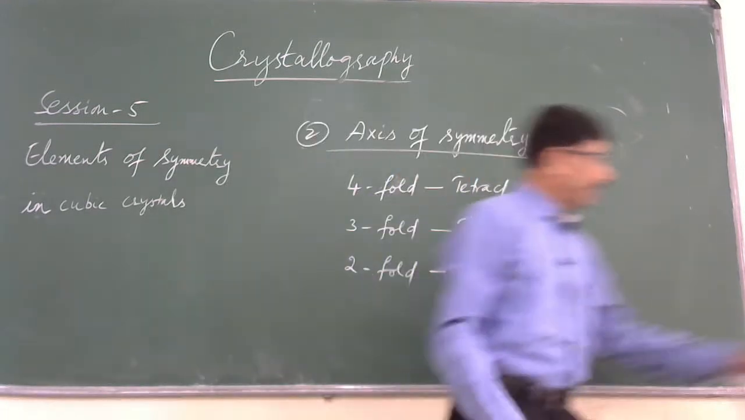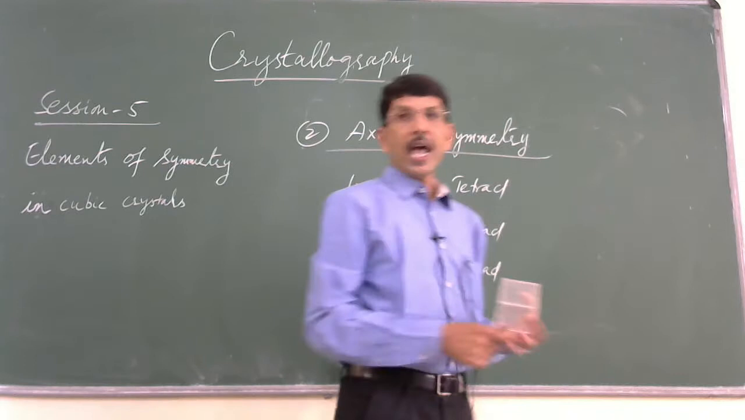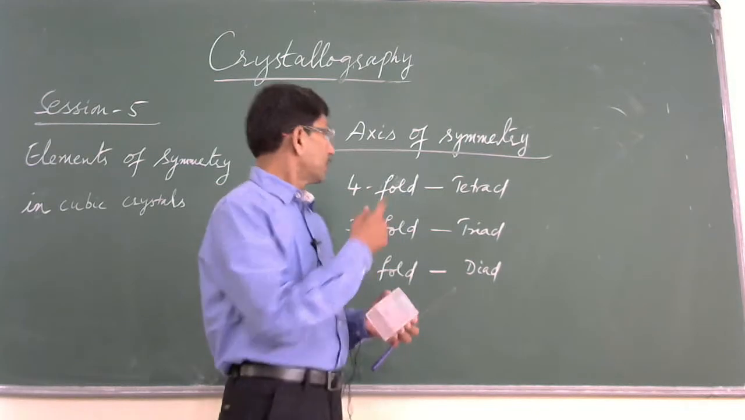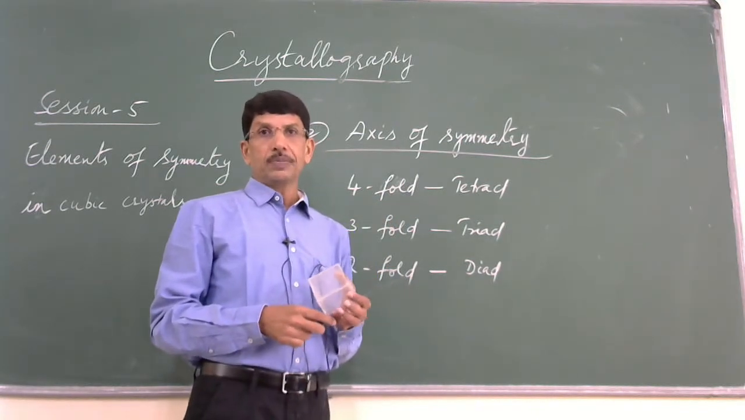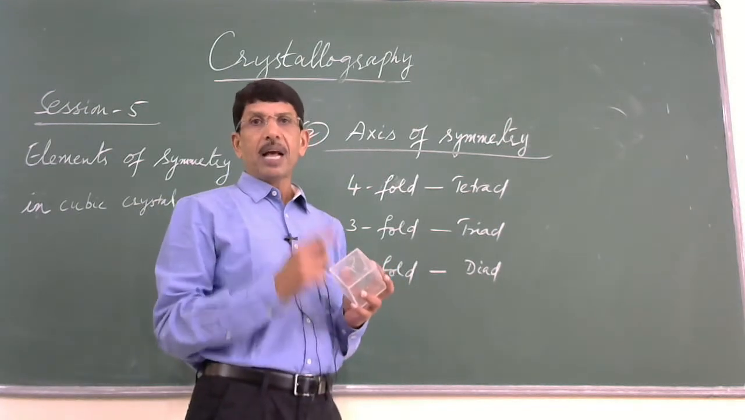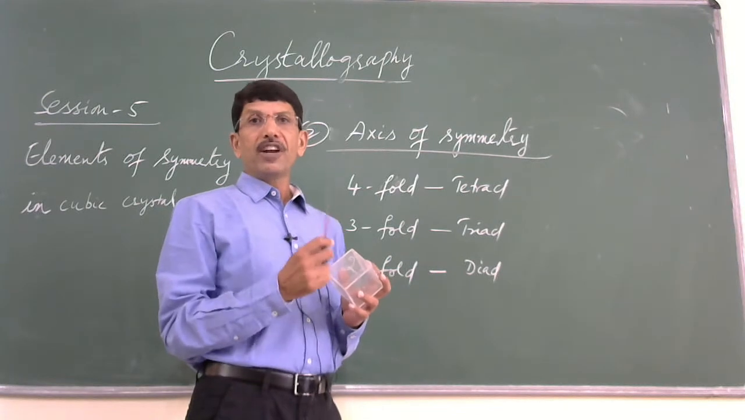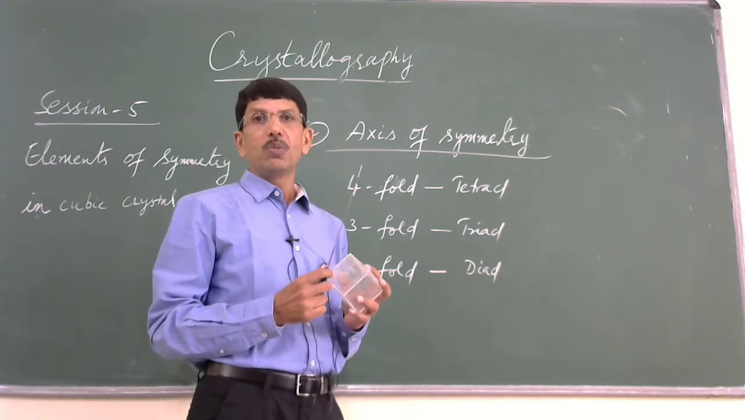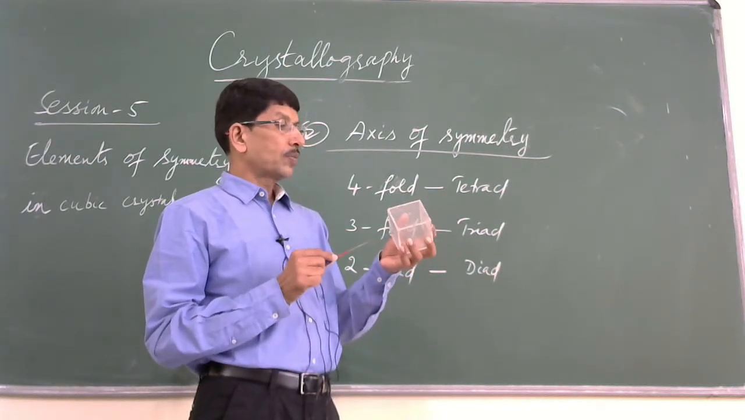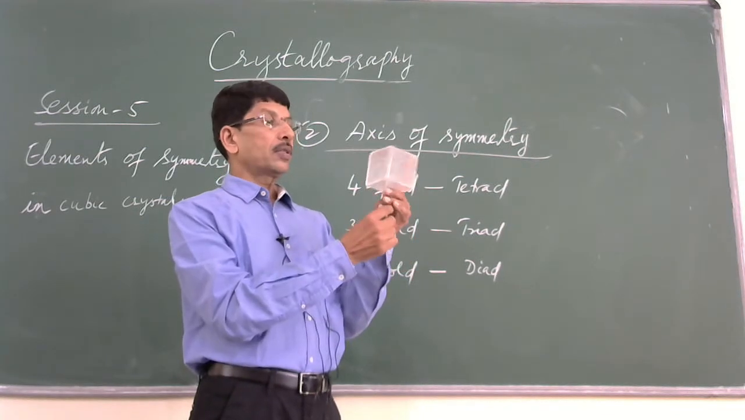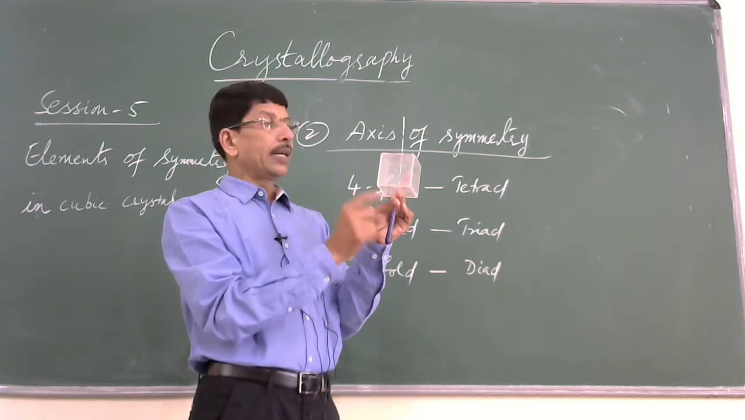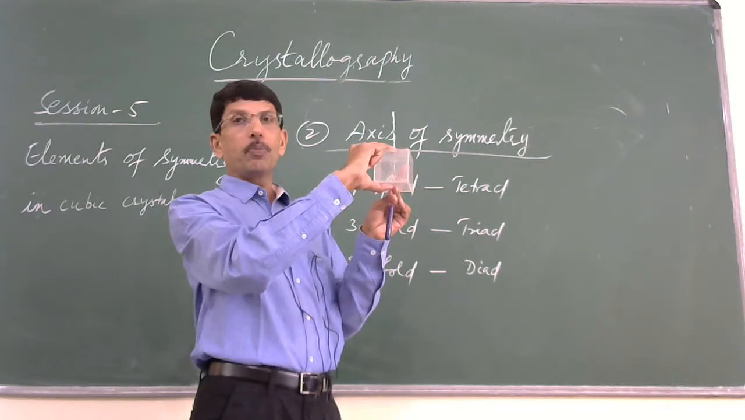Right. So in a cubic crystal, we have 3 types of axis of symmetry, namely 4-fold, 3-fold, and 2-fold axis of symmetry. Now let us look at one by one. So what is the axis of symmetry? It's an imaginary line about which the crystal, when rotated through 360 degrees, gives the same appearance more than once. So the 4-fold axis of symmetry in a cubic crystal is a line passing through the center of the crystal and meeting two opposite faces.